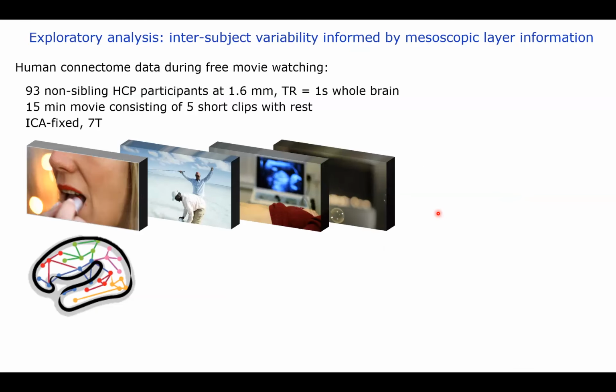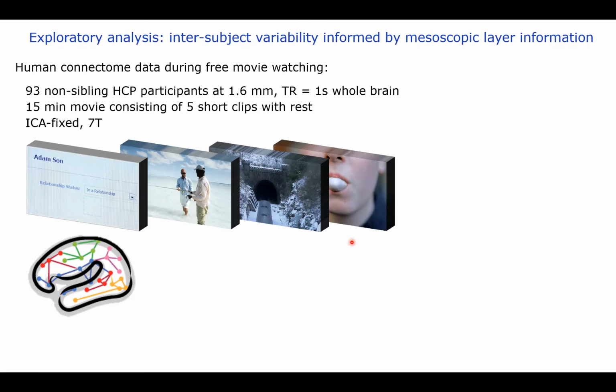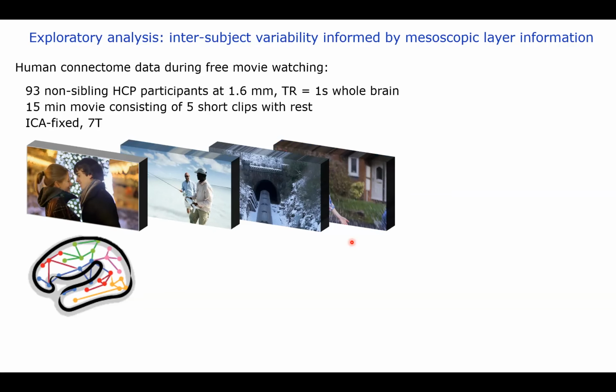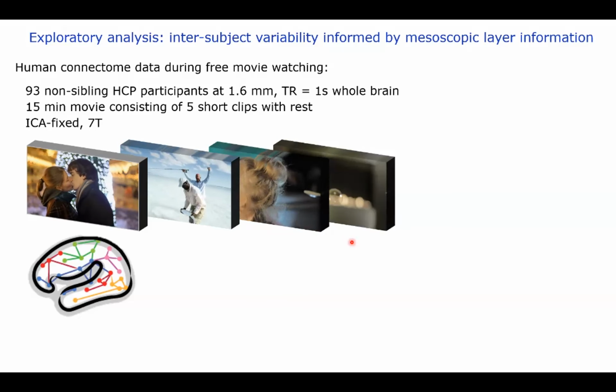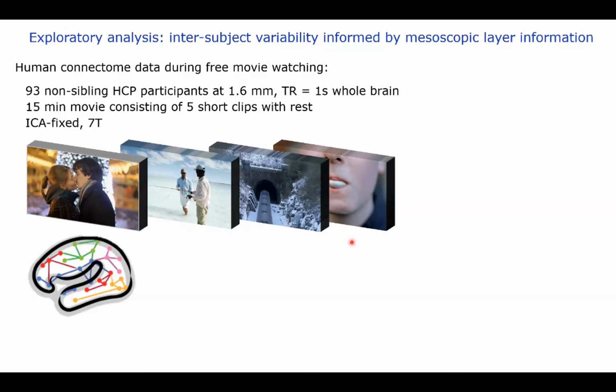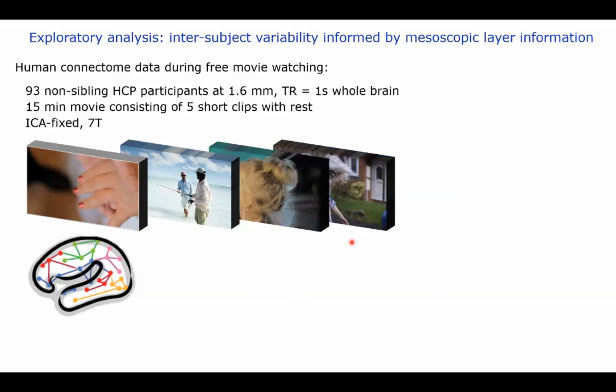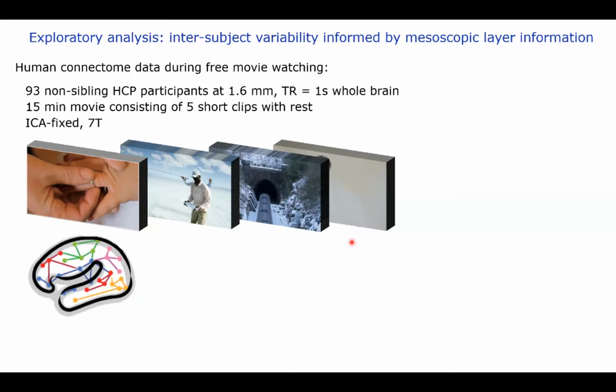And the final example I'm going to show is a study I found quite interesting. It uses laminar fMRI to ask whether the additional information we gather from layers can help inform the intersubject variability we see in the data.